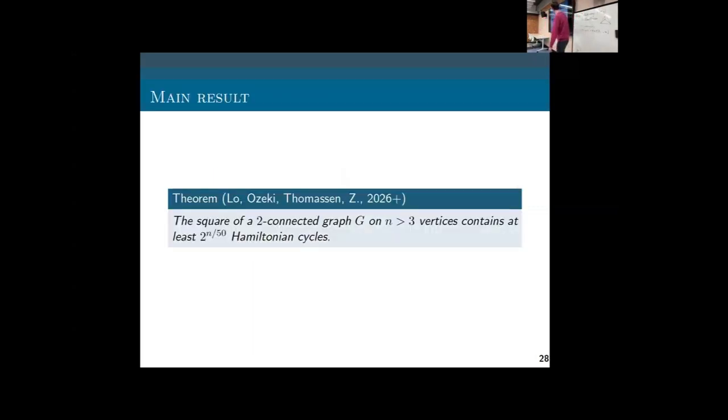So this is the main theorem. So we have 2 to the n over 50. This is joint work with Solomon, Loken, Ozeki, and Carsten Thomassen.